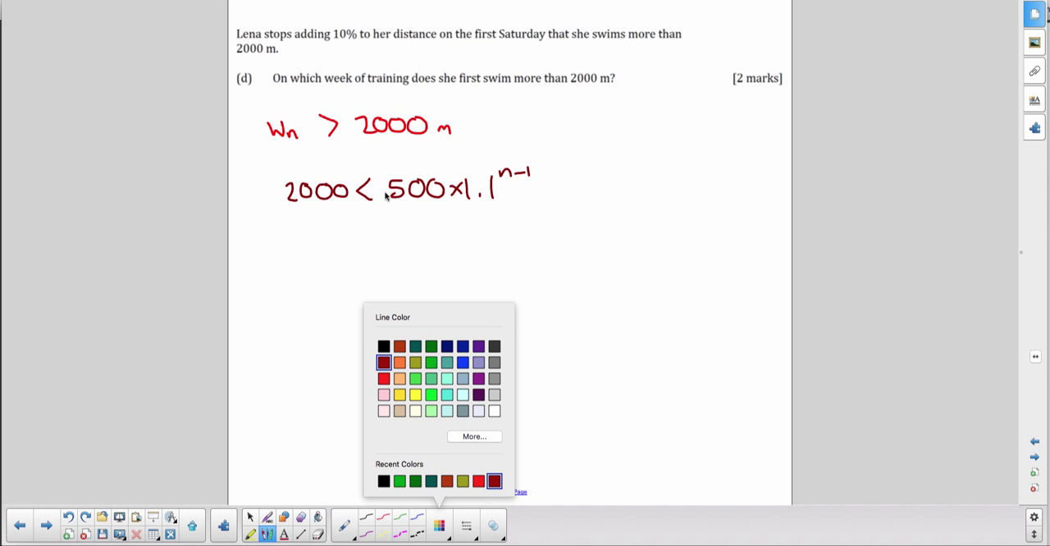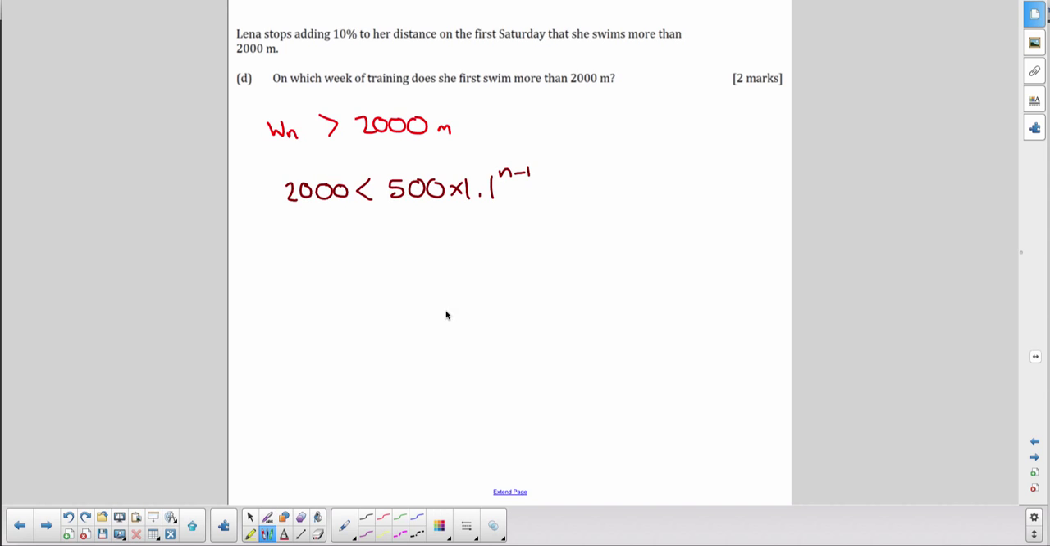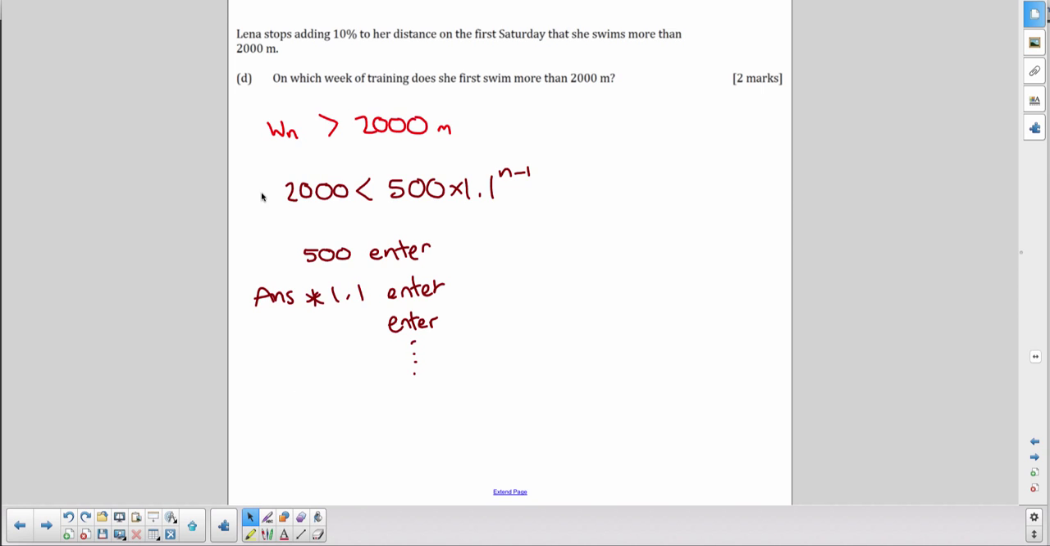Now, I can do it by trial and error. I can do it on the calculator if I type in 500, then press enter. Then I ask it to multiply by 1.1. It shows up as answer times 1.1, and press enter, and then press enter repeatedly. Count the number of times you press enter until the first answer you get which is greater than 2000, and that's you.